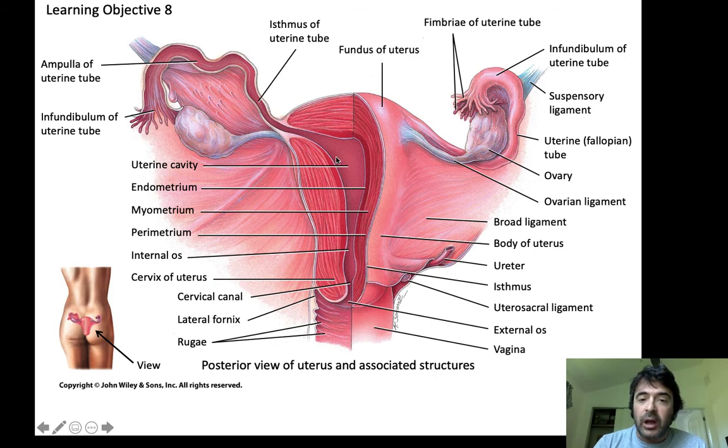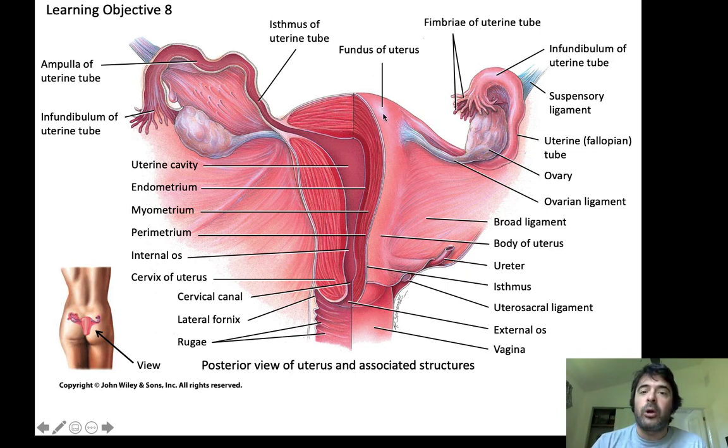Then we have the uterine cavity. We talked about that briefly, but this is what we consider to be the womb, because this is where implantation occurs along the endometrial lining and where an embryo and a fetus will ultimately develop and grow into that uterus. And then we have the fundus of the uterus, which is the dome-shaped top.